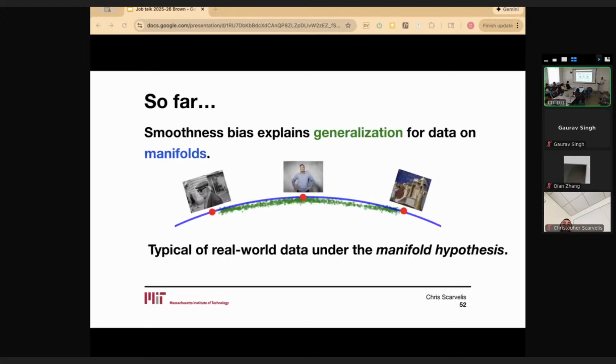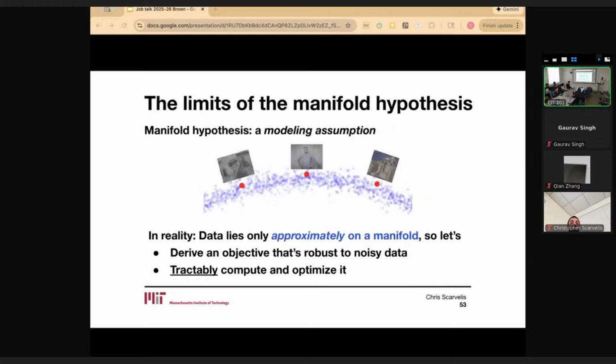So far we've seen how neural nets' bias towards learning smooth functions can explain how diffusion models generalize when they're trained on data that lies on a manifold. This result highlights the importance of matching our inductive biases to the geometric structure of the data we hope to sample. And in this case, we were motivated by the manifold hypothesis, which is a very common modeling assumption in machine learning. But modeling assumptions are assumptions rather than facts about our data because they aren't always perfectly true.